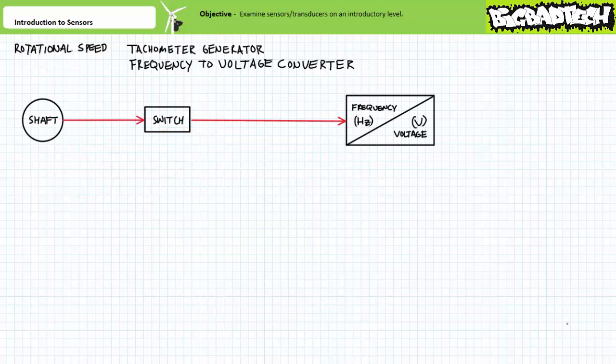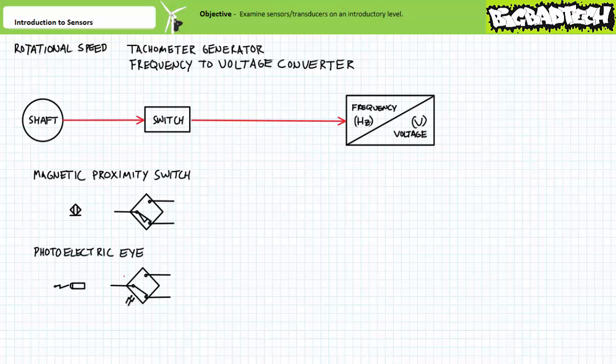The other common type of rotational speed sensor, believe it or not, uses a simple switch as its detection mechanism, and the output of this switch is sent into a frequency to voltage converter. The switch at the front end of a rotational speed sensor can use several different detection methods. Examples being a magnetic proximity detector that alternatively registers the presence or absence of a magnetic tag on the rotating shaft, or an optically based detection mechanism like a through beam or retroreflective photoelectric eye.